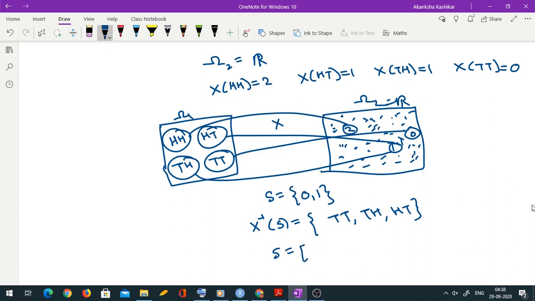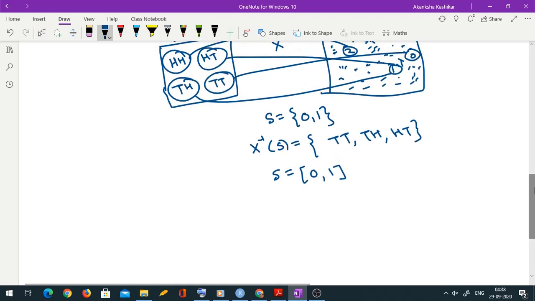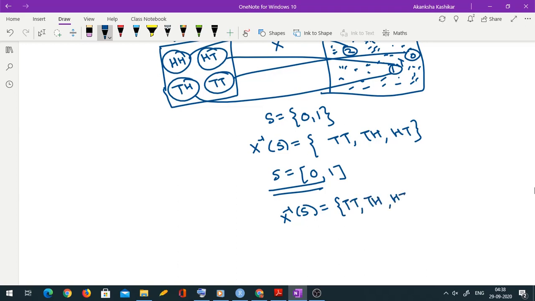One more point. Suppose I define S as the closed interval [0, 1]. Then what happens? If I define S as the closed interval [0, 1], then I still know that 0 and 1 are the only possible values in this interval. In between values like 0.5, 0.99, 0.23, all those are not images of any elements from omega 1. So even in this case, my X inverse of S would remain the same: TT, TH, HT.